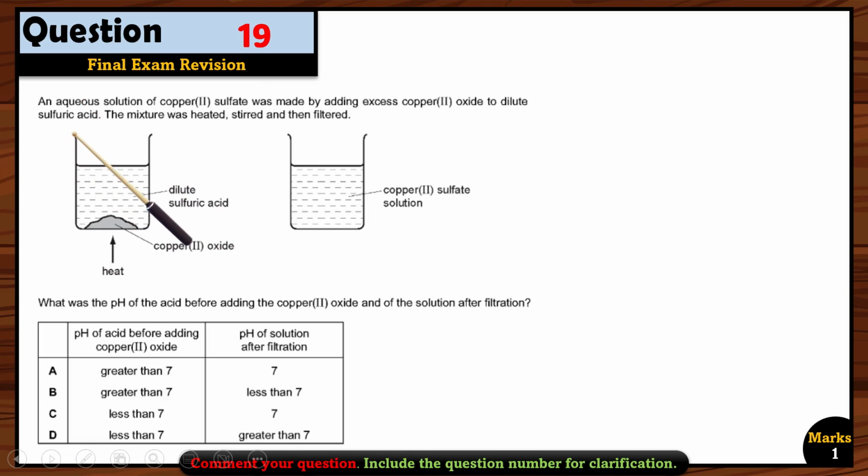Question 19. An aqueous solution of copper sulfate was made by adding excess copper oxide to dilute sulfuric acid. The mixture was heated, stirred, and then filtered. What was the pH of the acid before adding the copper oxide and of the solution after filtration? Now let's see. The acid pH, of course, should be lower than 7. So option C or D will be right. Before adding copper oxide, the pH was less than 7. And after adding copper oxide, of course, it was an acid-base reaction. So there was a neutralization reaction, and neutralization means the pH will be almost near 7. So option C is the right option over here.